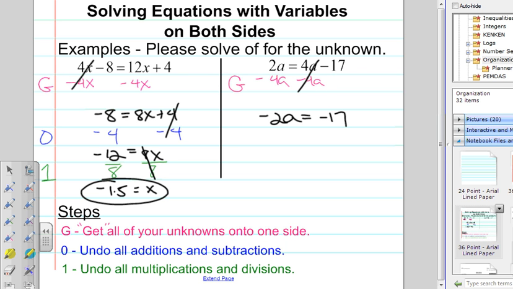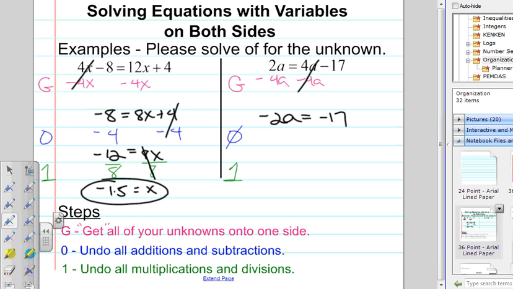Now, if you notice, I'm going to look to undo my additions and subtractions here, and some of you might look here and say, oh, that's a subtraction, so I'll add. That's not true. This is multiplication still, of a negative. So what I'll do next is realize that I don't have any additions or subtractions to undo, so I'll skip that. And then move on to undoing all of my multiplies and divides.